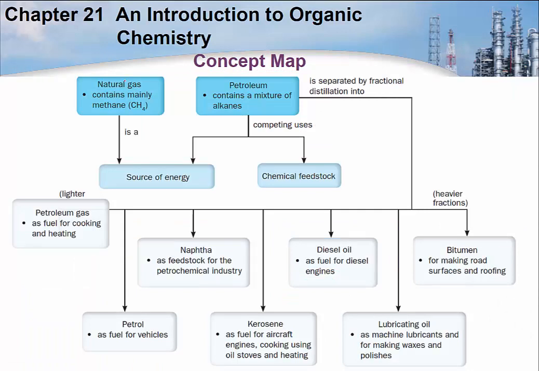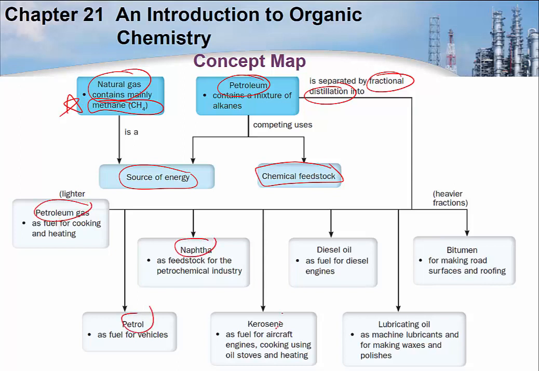Now, natural gas and petroleum. Natural gas is mainly methane. This is a very common question, yet a lot of people don't remember. Natural gas and petroleum are both fossil fuels. They are important sources of energy. Petroleum can also be used as a chemical feedstock. Other than being burned as fuel, there are other uses, for example, making plastics, or even lubricants from petroleum. Petroleum is separated by fractional distillation. The 7 fractions are petroleum gas, petrol, naphtha, kerosene, also called paraffin, diesel oil, lubricating oil, and bitumen.